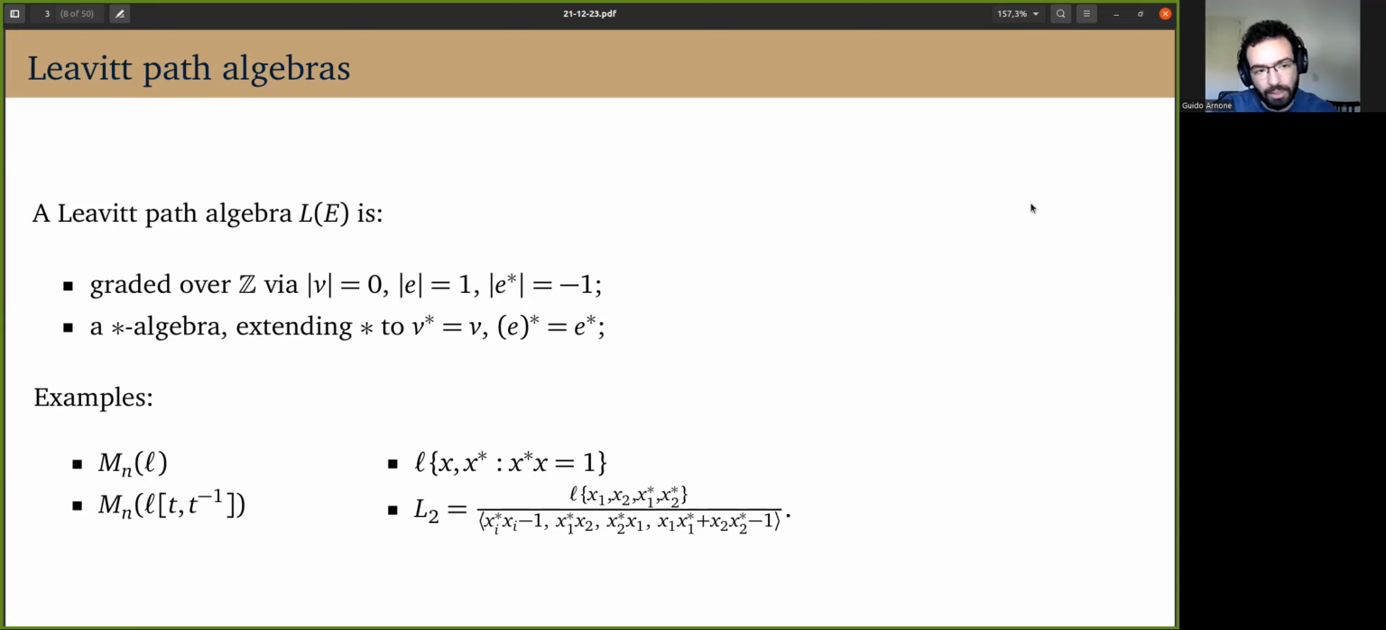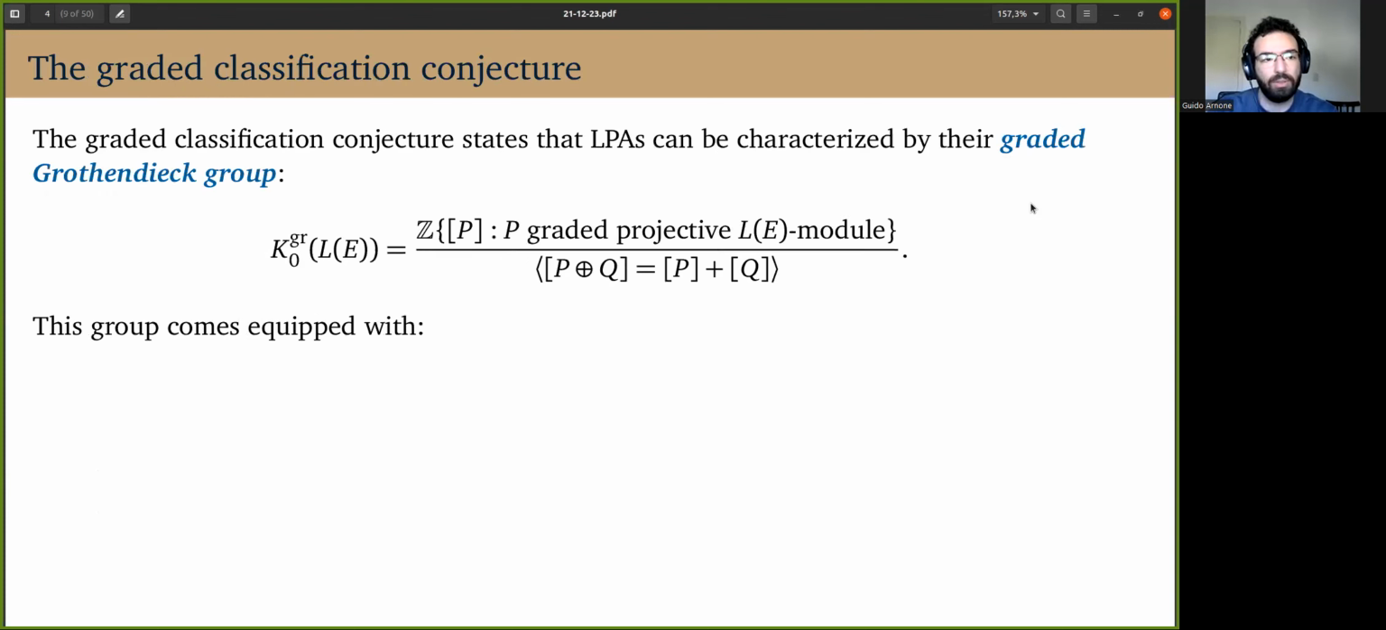And the question I wanted to say something about today is the graded classification conjecture for Leavitt path algebras. So let me first state what ingredients it involves, and then I'll say what the conjecture precisely states.